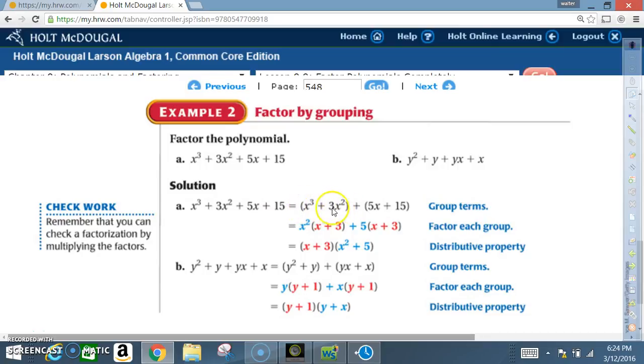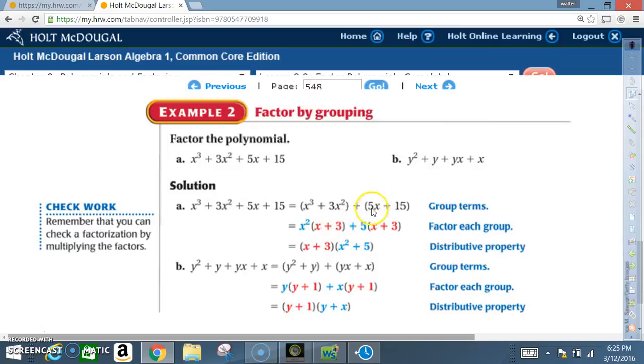What is their greatest common factor? x squared. So now I'm going to factor out that x squared. What's x to the third power divided by x squared? That's going to be x. What is 3x squared divided by x squared? The x squared is going to cancel out, so I'm just left with 3.